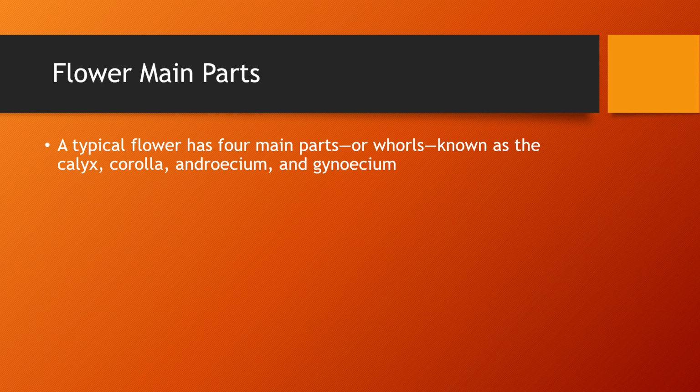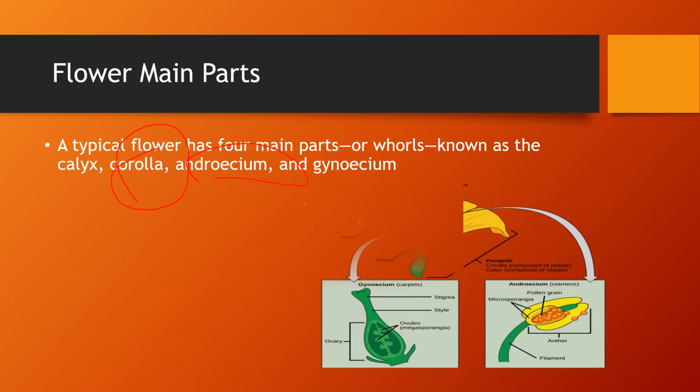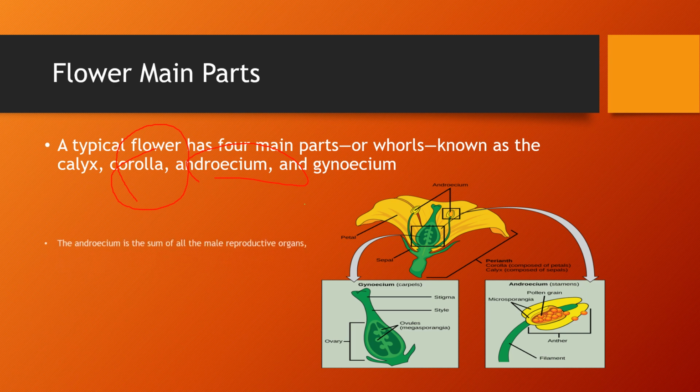These are the four main parts: corolla, androecium, gynoecium, and calyx. In this picture, you can see that the gynoecium is known as carpels and the androecium is known as stamens. The androecium is the sum of the male reproductive organs.